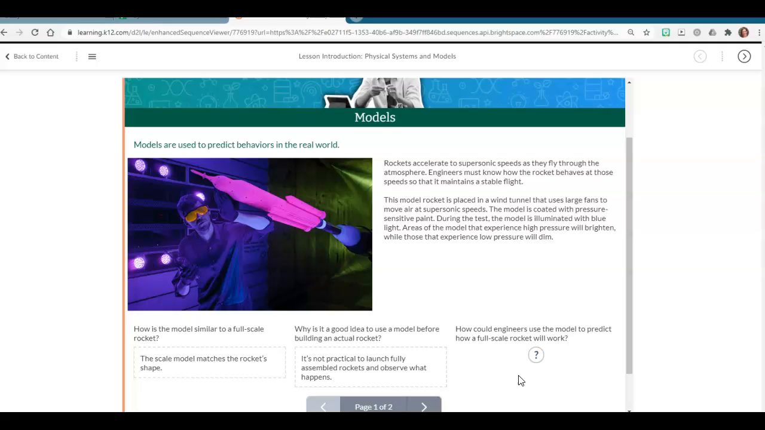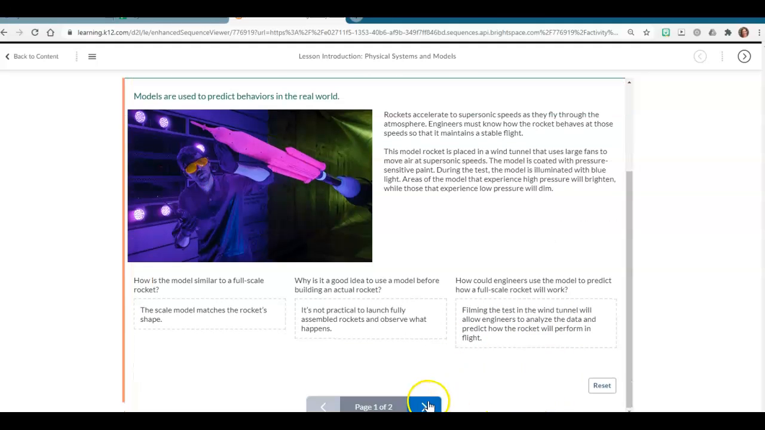How could engineers use the model to predict how a full-scale rocket will work? They're able to simulate what the rocket will experience in space, and based on what they simulate, they can make adjustments. They can film the test in the wind tunnel and analyze that data to predict how the real rocket will perform in flight.